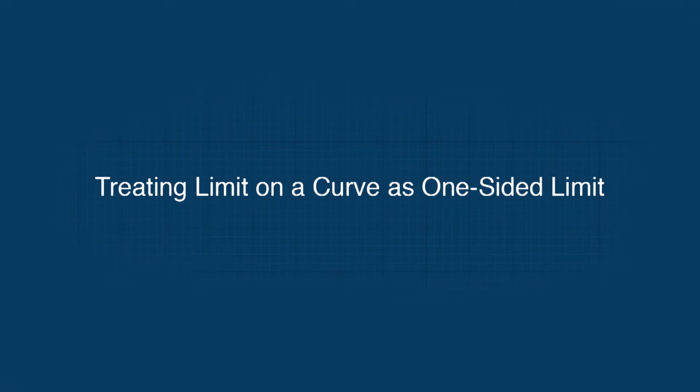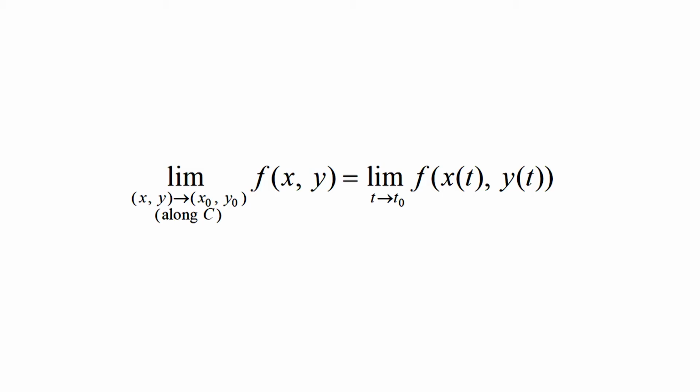Treating limit on a curve as one-sided limit. We remark that while using the formula limit as ordered pair (x, y) approaches (x naught, y naught) along the curve C of the function f(x, y) is equal to the limit as t approaches t naught of f(x(t), y(t)), if (x naught, y naught) is an end point of the curve C, then the limit of the function of t on the right hand side must be treated as a one-sided limit.